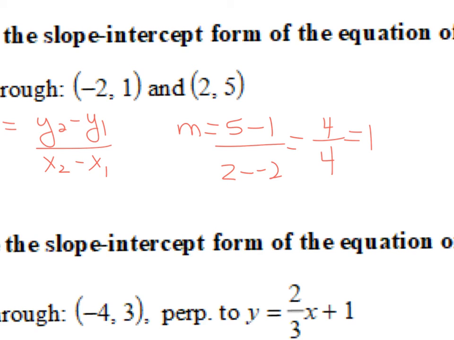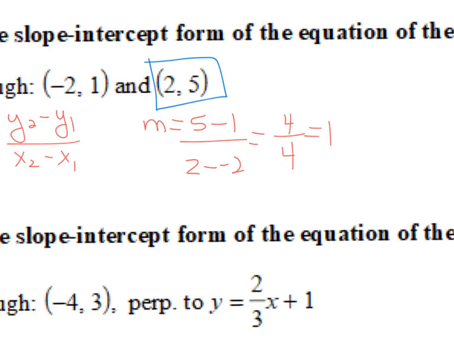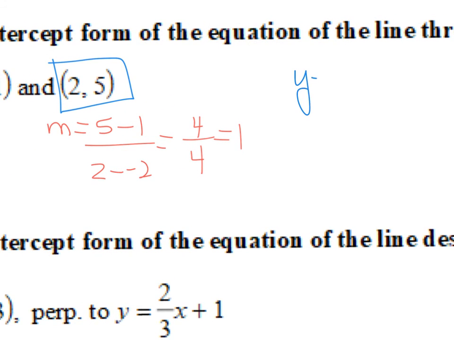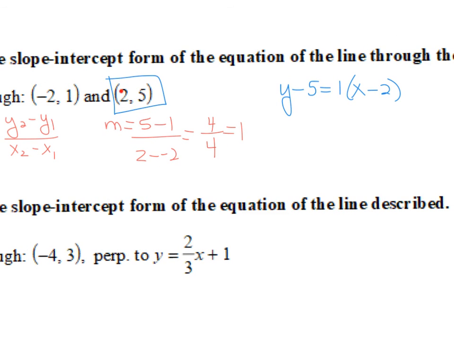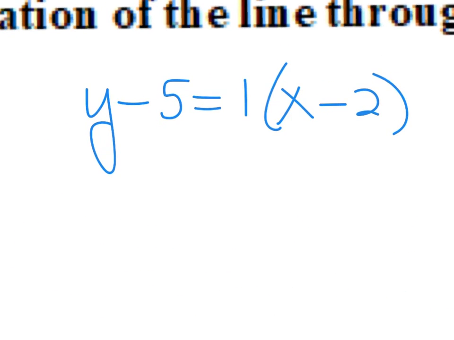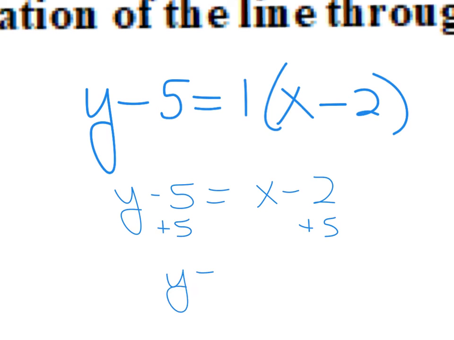So it doesn't matter which coordinate point you use. I'm going to go ahead and just use the 2, 5 since it's right there. I'm going to get y minus my y value, which is 5, equals my slope, which is 1, times x minus my x value, which is 2. Okay, so again, I'm just using this point right here and plugging the y and the x in. All right, so now I'm going to go ahead and distribute that 1 through. So I'm going to get y minus 5 equals x minus 2. And now let's go ahead and add that 5 over. So y equals x plus 3.